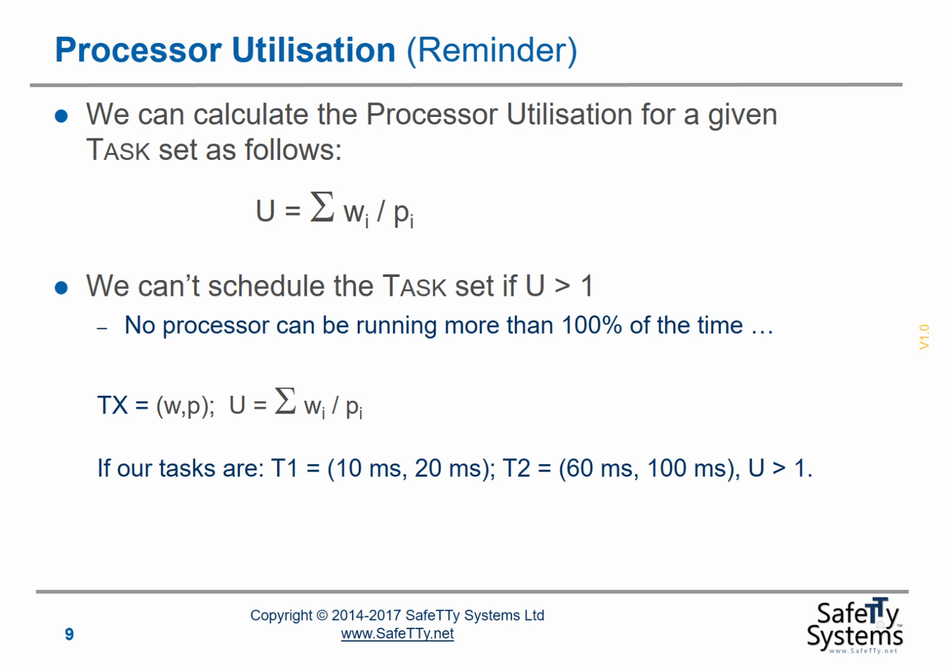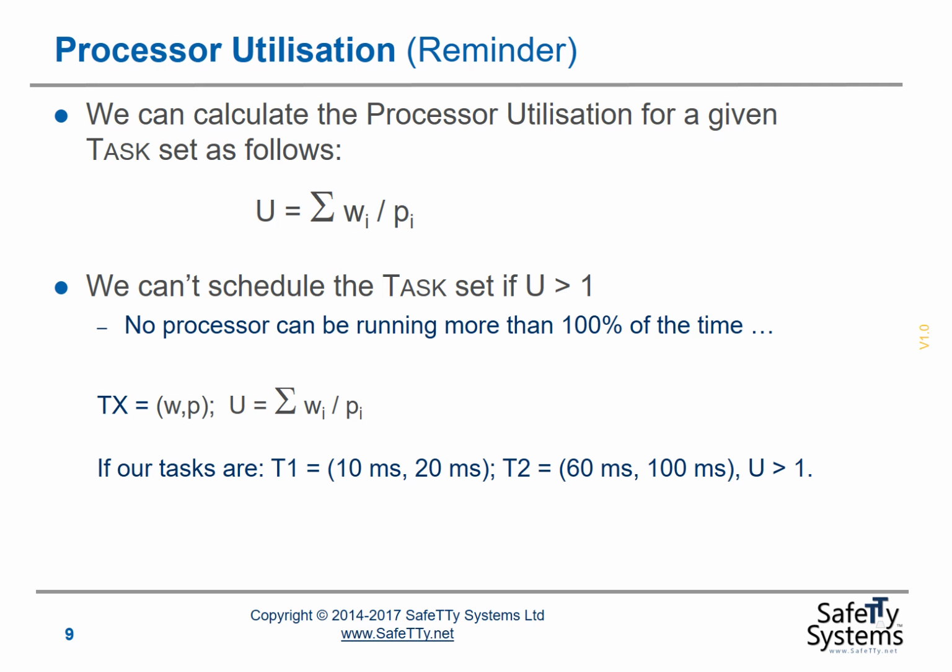We've also considered the processor utilization measure. We've said that we can calculate the processor utilization, or the average CPU load, for a given set of periodic tasks as follows. We sum up for each task the worst case execution time divided by the period. We take the total of that sum of worst case execution time divided by period for each task, and that gives us the utilization. And we know that we cannot schedule the task set if the utilization figure is greater than 1, because no processor can be running more than 100% of the time.